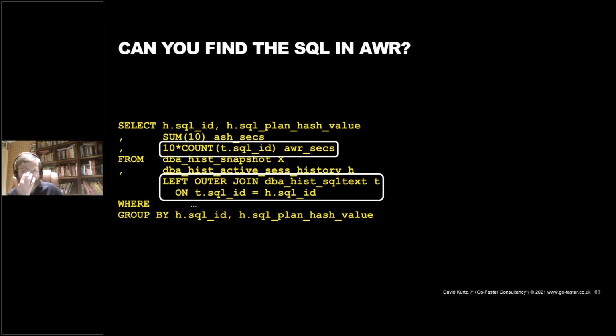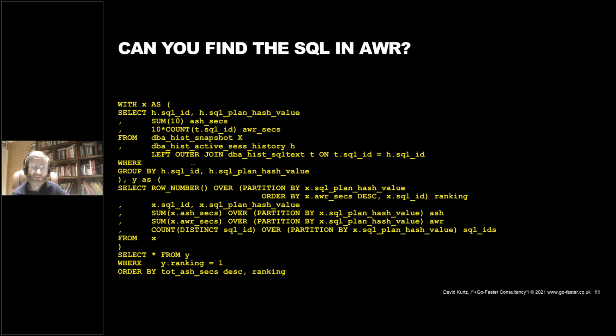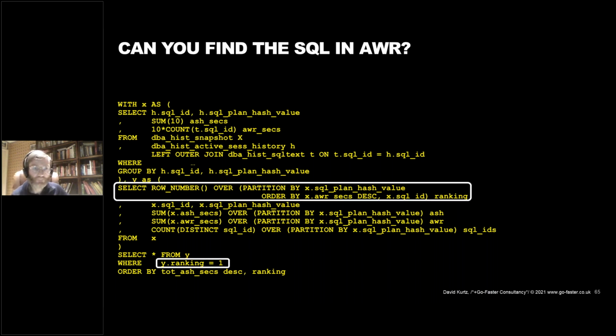And I've got my sum of database time for all of my ASH data, but also I'm going to count what I call AWR seconds. This is database time for which I know the SQL statement, if I can find a SQL ID, if it's not null. And then I can use a bit of an analytic function, and I can say, for each plan hash value, which SQL ID consumed the most time.